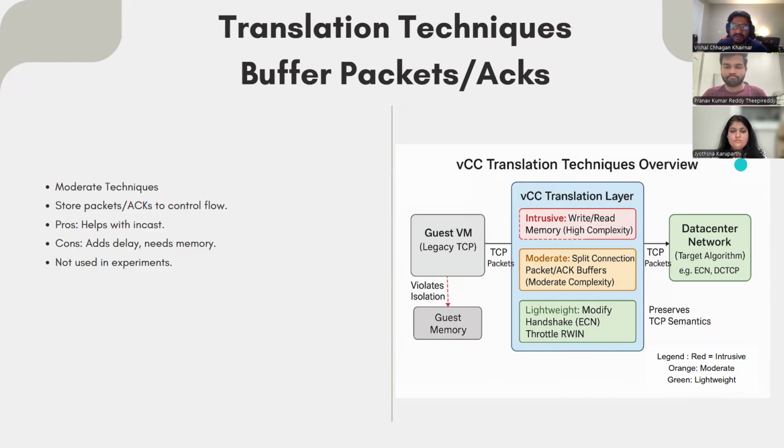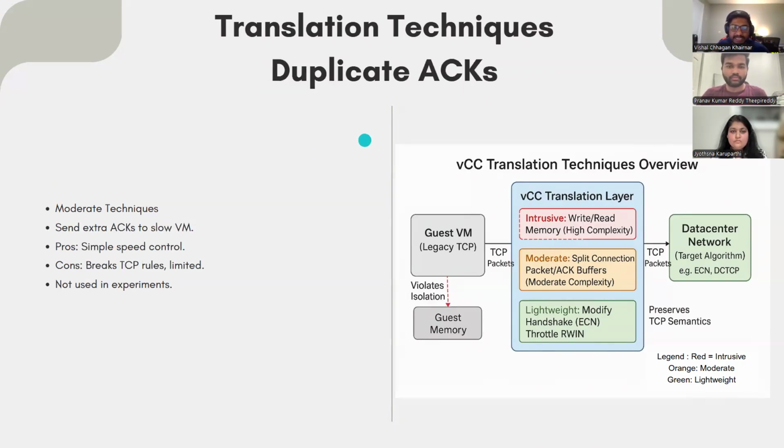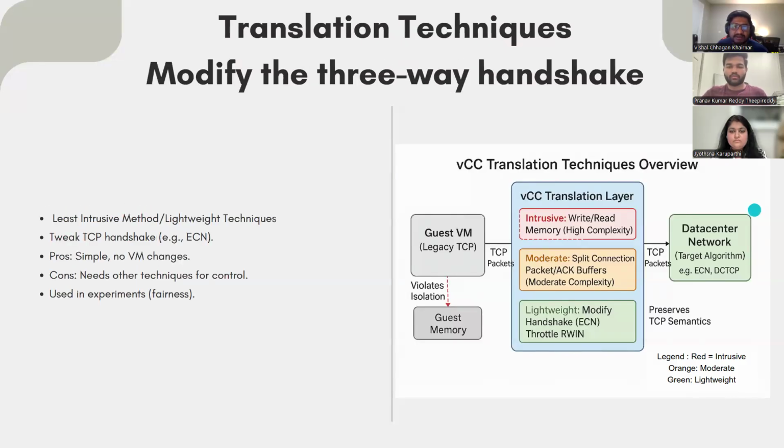So we'll just jump on to the last moderate technique, which is duplicate ACK. Here, VCC sends extra ACKs to the VM, tricking it into thinking packets were lost. This also makes the VM slow down, like hitting the brakes on a moving car, and it's a quick way to control speed without buffering. But it can confuse the VM by breaking the TCP rules, and it only slows things down instead of speeding them up. The paper doesn't use this as well. It's just discussed; it's too limited. So we'll move on to the lightweight techniques.